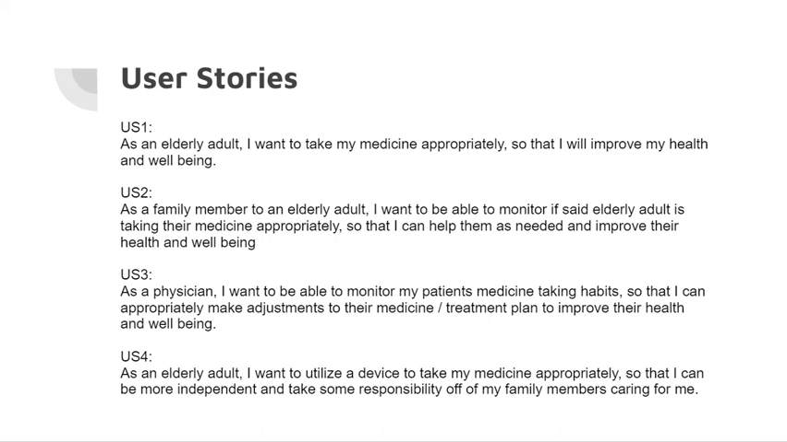User stories. I have 4. The first says, as an elderly adult, I want to take my medicine appropriately so that I will improve my health and well-being. The next, as a family member to an elderly adult, I want to be able to monitor if said elderly adult is taking their medicine appropriately so that I can help them as needed and improve their health and well-being. The third says, as a physician, I want to be able to monitor my patients' medicine-taking habits so that I can appropriately make adjustments to their medicine/treatment plan to improve their health and well-being.